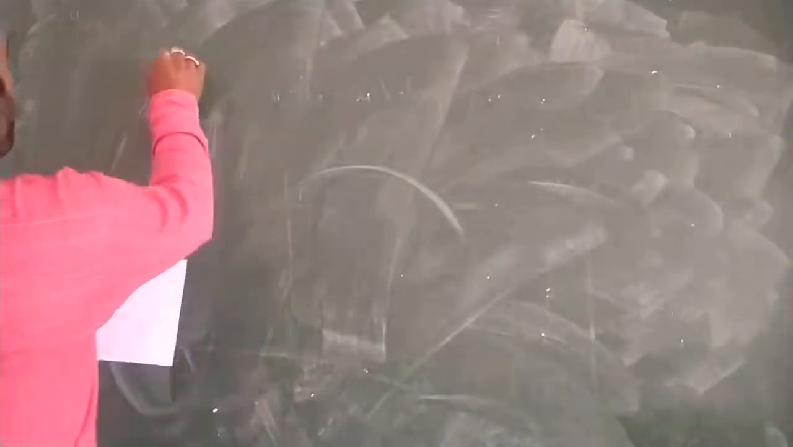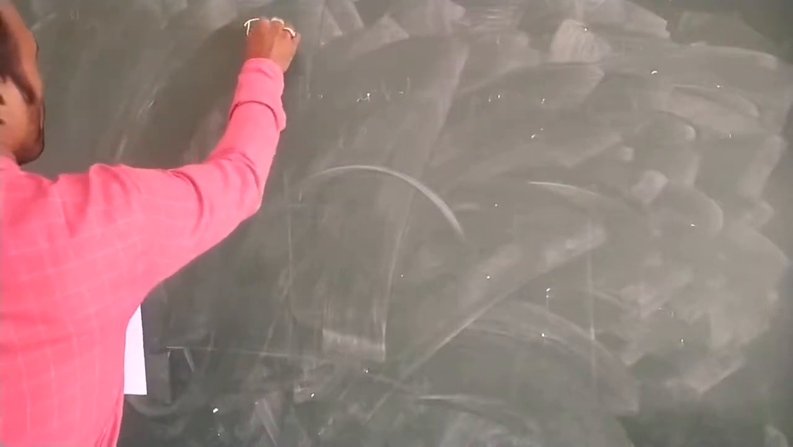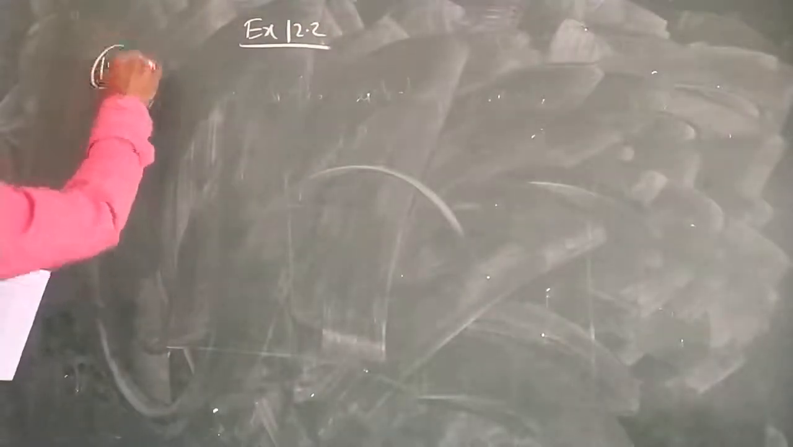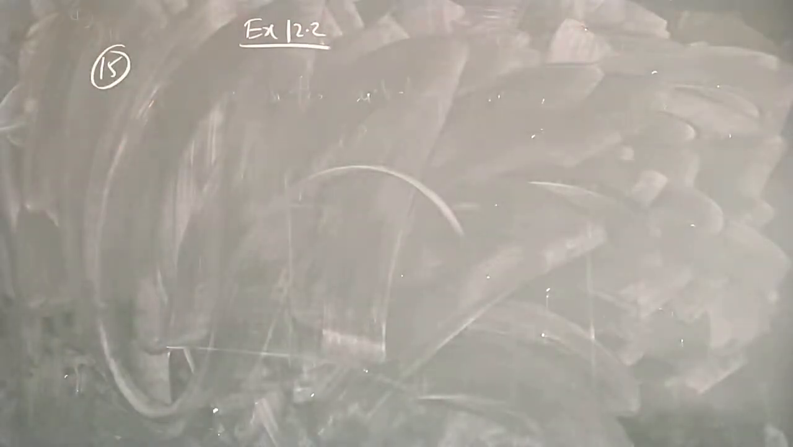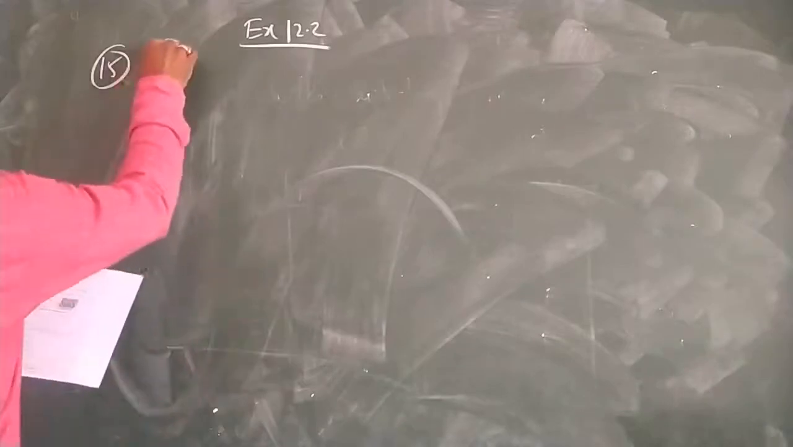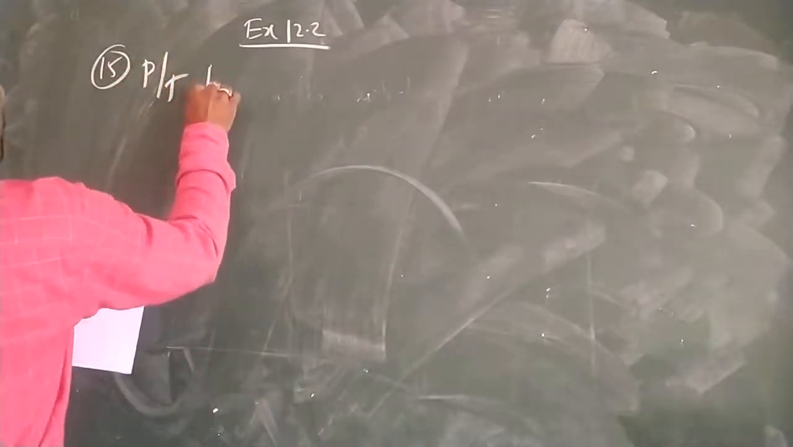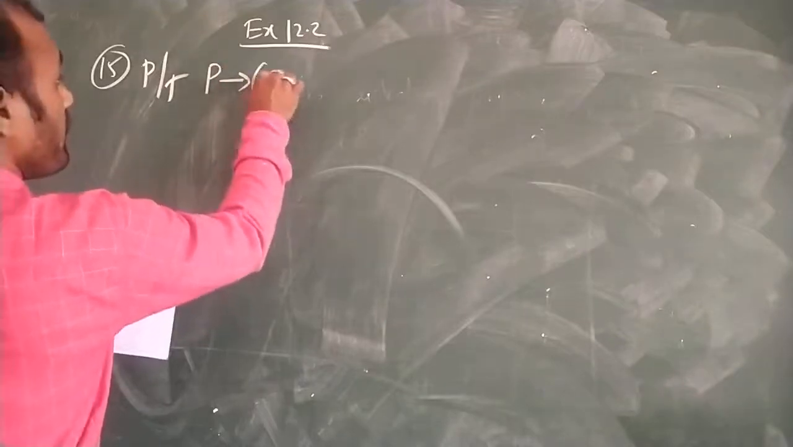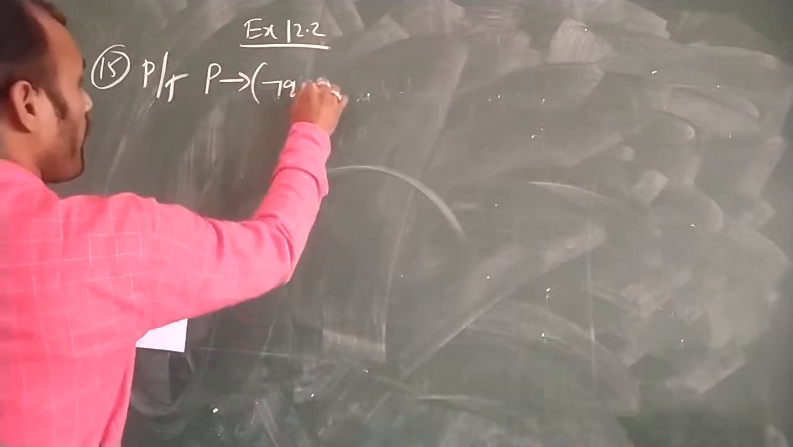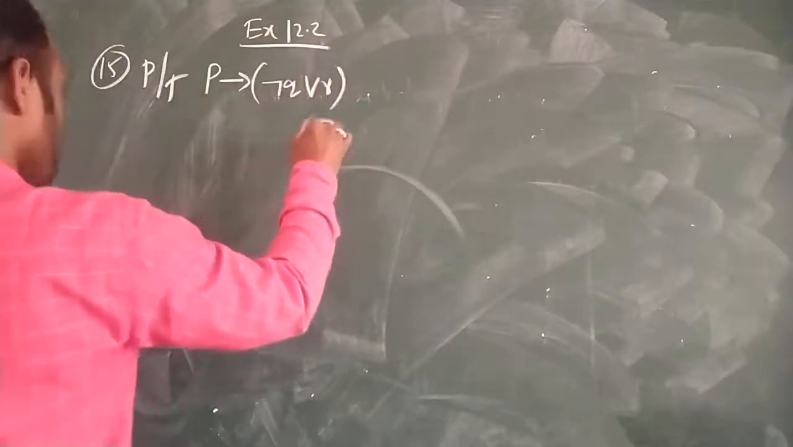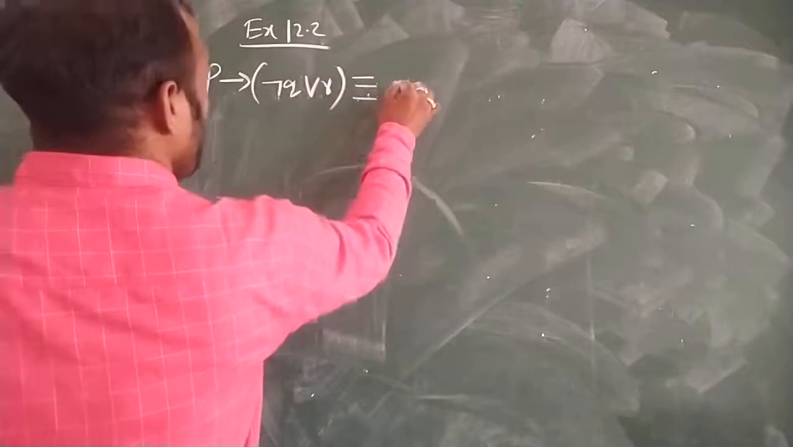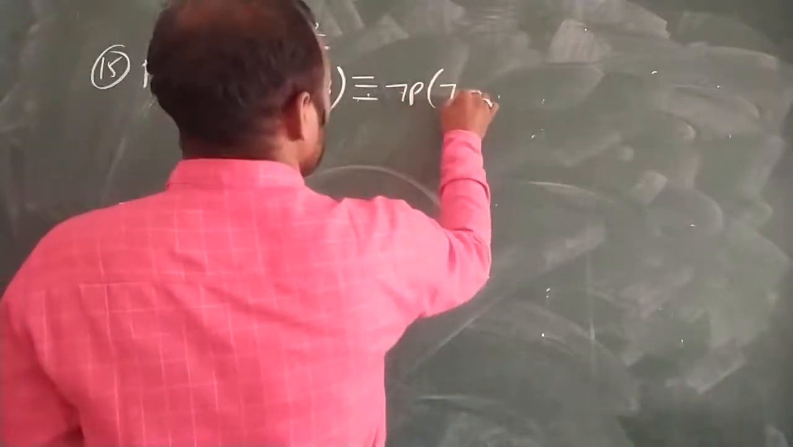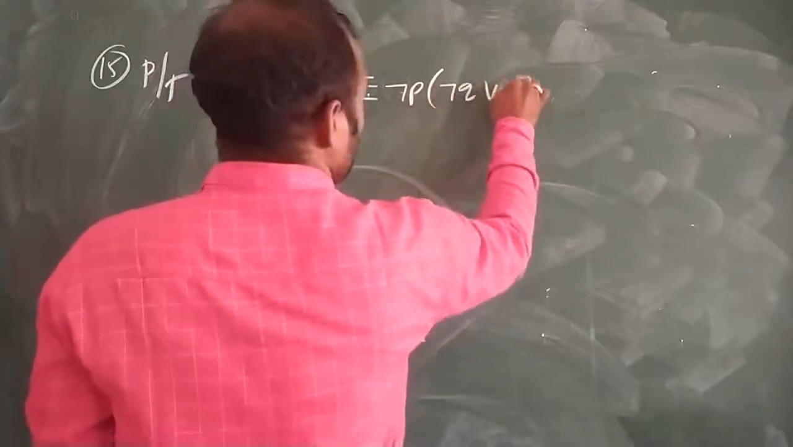Next, let us see the next question. So this is exercise 12.2. We are doing the 15th question. So the question is: prove that P conditional negation Q or R is equivalent to negation P or negation Q or R.